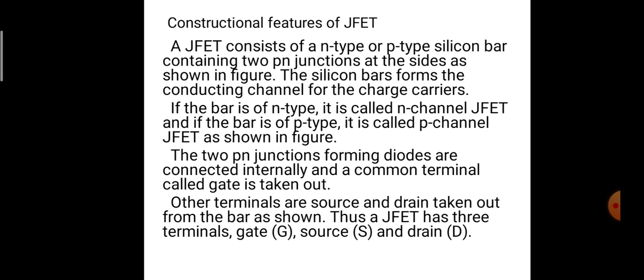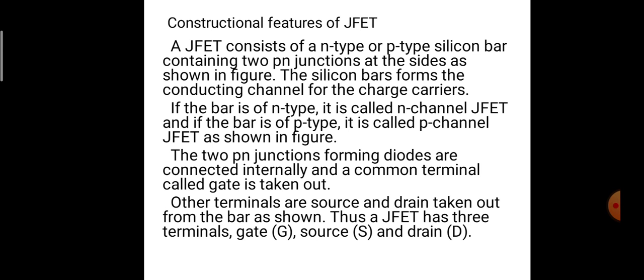A JFET consists of an N-type or P-type silicon bar containing two PN junctions at the sides as shown in the figure. The silicon bar forms the conducting channel for the charge carriers. If the bar is of N-type, it is called N-channel JFET, and if the bar is of P-type, it is called P-channel JFET as shown in figure.